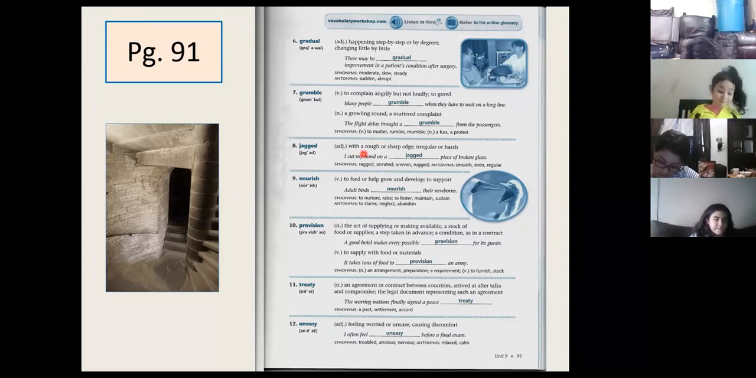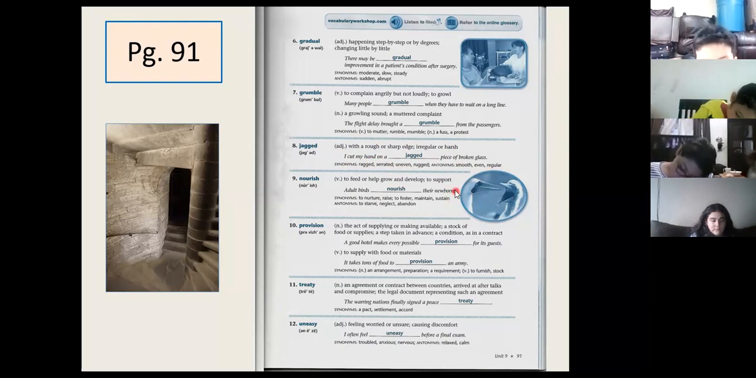We have jagged. This is to be with a rough or sharp edge, irregular. Remember, I told you the example of the glass, that if it is broken, it can have that shape, it can be jagged. Serrated, uneven, and the antonym is something that is smooth, even, regular.